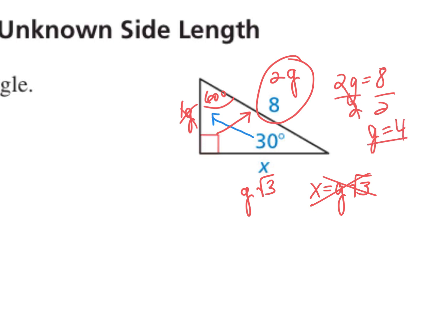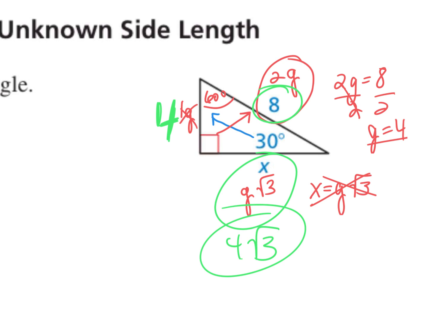So what did you just do there, guys? You just solved the triangle, because if G equals 4, then you know that 1G over here is how much? This is 4. Well, what's 2G? 8, which we already know. So then what is the value of this? 4 square roots of 3. Perfect.